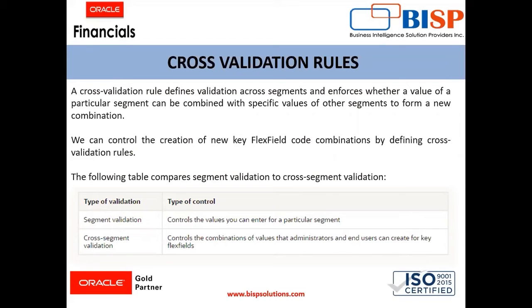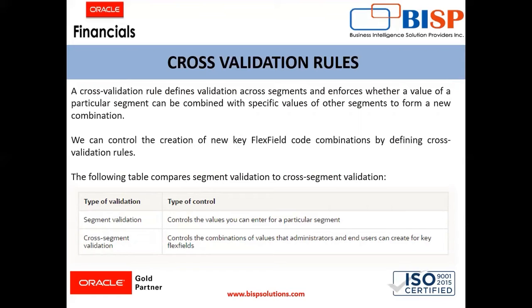For example, if there is a company segment having the value as operation and there is a cost center having the value of marketing, and we do not want to combine these two segments, we can set a rule that if the company is operation, then the cost center shall not be marketing. This way we can specify the cross-validation rules. So the new combination which will be created will satisfy these conditions, and only then will the new account combinations be created.